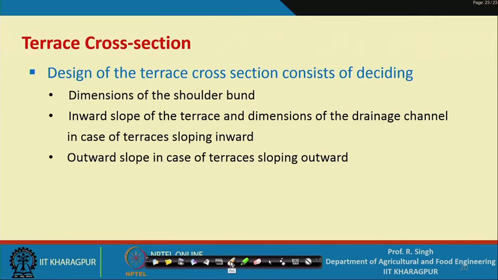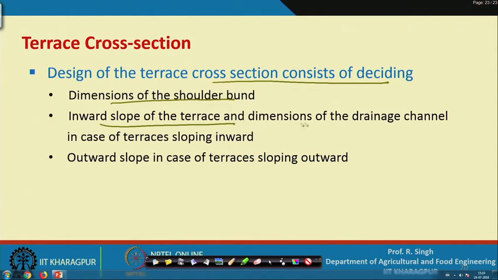Now, coming to terrace cross section. Design of terrace cross section consists of dimension of the shoulder bund, inward slope of the terrace and dimensions of drainage channel, if it is sloping inward type, or outward slope in case of sloping outward type. So, these are the decisions we have to make as far as terrace cross section is concerned.